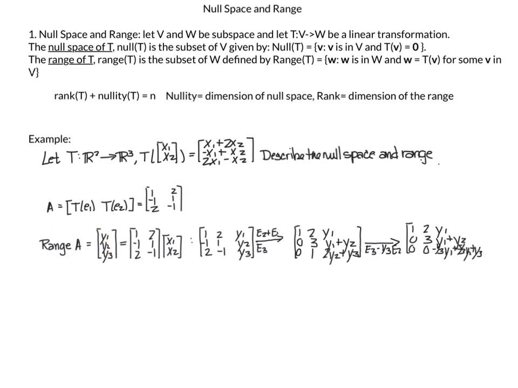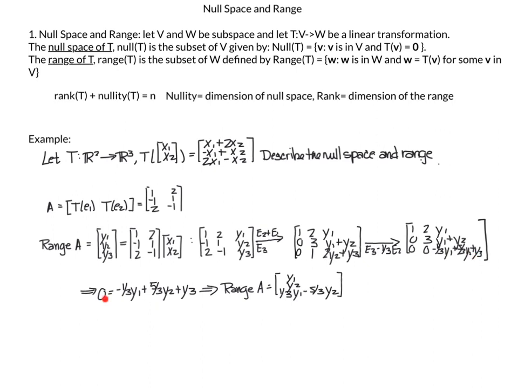And the range are the y1, y2, y3, the vectors in R3 that have some vector in R2 that gets mapped onto them by this transformation. So what vectors y1, y2, y3 will get mapped? Well, we can solve that, again, using our augmented matrix, our coefficient matrix plus our solution. And this matrix is row equivalent to this last matrix here, which is [1, 2, y1; 0, 3, y1 plus y2; 0, 0, minus y1 plus 5/3 y2 plus y3].